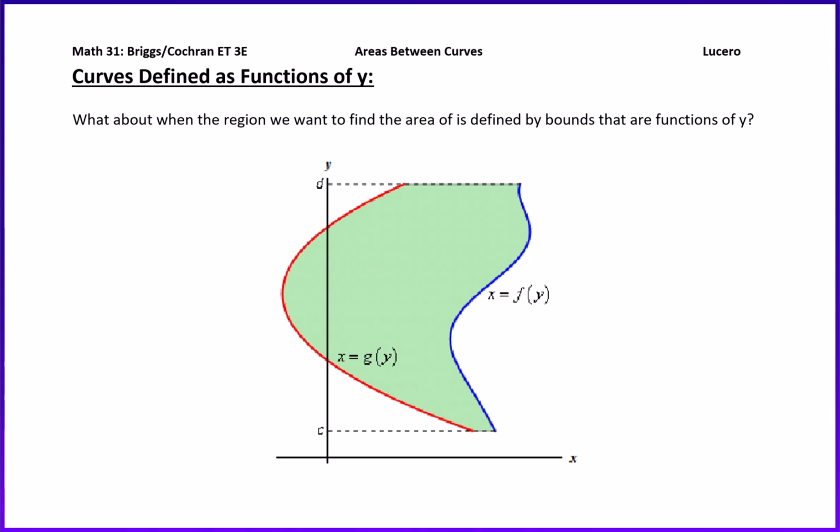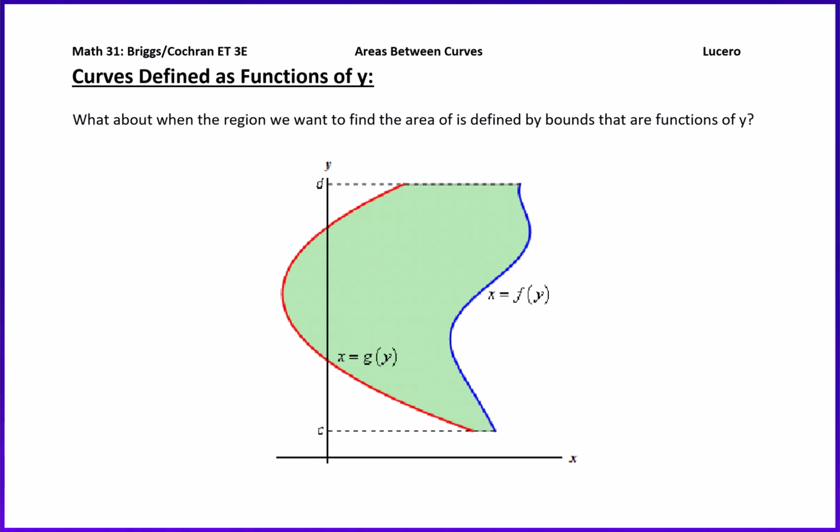So if we had x as a function of y and another x as a function of y, so x is f of y and x is g of y, as you see here in the blue and the red graph, and we wanted the area of the region between those curves. How could we do that? Because that is sometimes the way we're going to see curves, and we'll see an example in just a minute. So how could we do that?